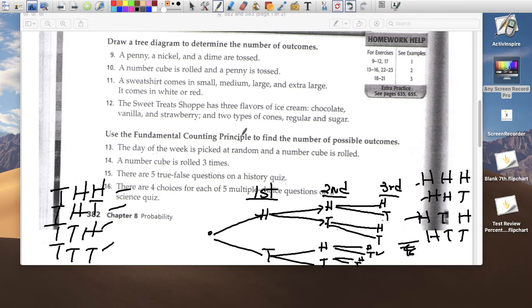So think about it. If you throw one coin, the first coin, you have 2 possible outcomes. If you throw the second coin, there are 2 outcomes again. And if you throw the last coin, there are 2 outcomes that can happen. So if you multiply 2 times 2 times 2, you get 8. And that's exactly what we got.